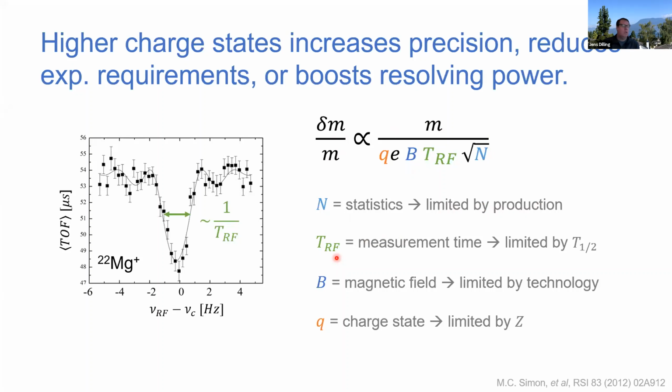How long can you actually keep a single charged particle in that trap and expose it to the fields that allows you to count frequencies? The B is, of course, the magnetic field strength. If you had a stronger magnet, you would be able to achieve higher frequencies, and higher frequencies correspond to a higher precision. But there's an additional handle that you have, and that is the charge state.